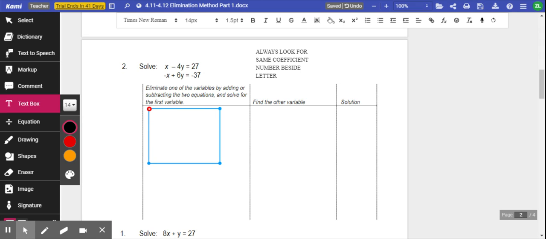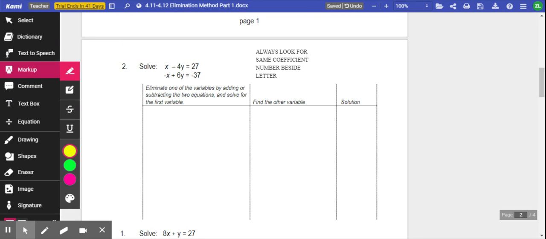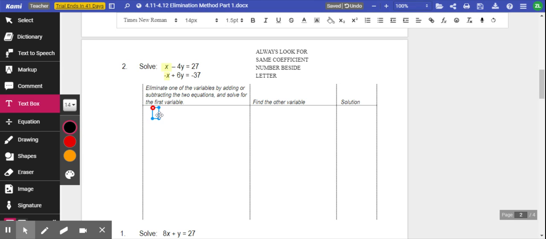So in this case here, we've got x minus 4y equals 27, and negative x plus 6y equals negative 37. So once again, we can get rid of our x's, but one is positive and one is negative. So since they're the same, we're going to actually add this whole equation. So it's going to be x minus 4y equals 27, okay? And then we've got negative x plus 6y equals negative 37, okay?